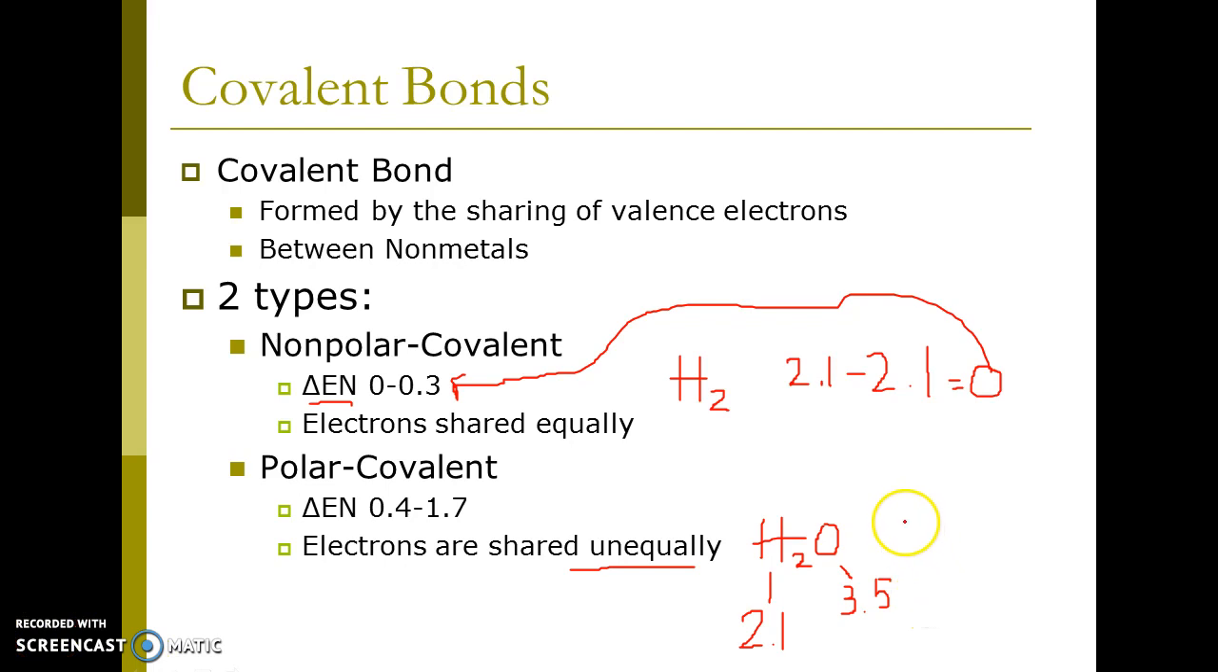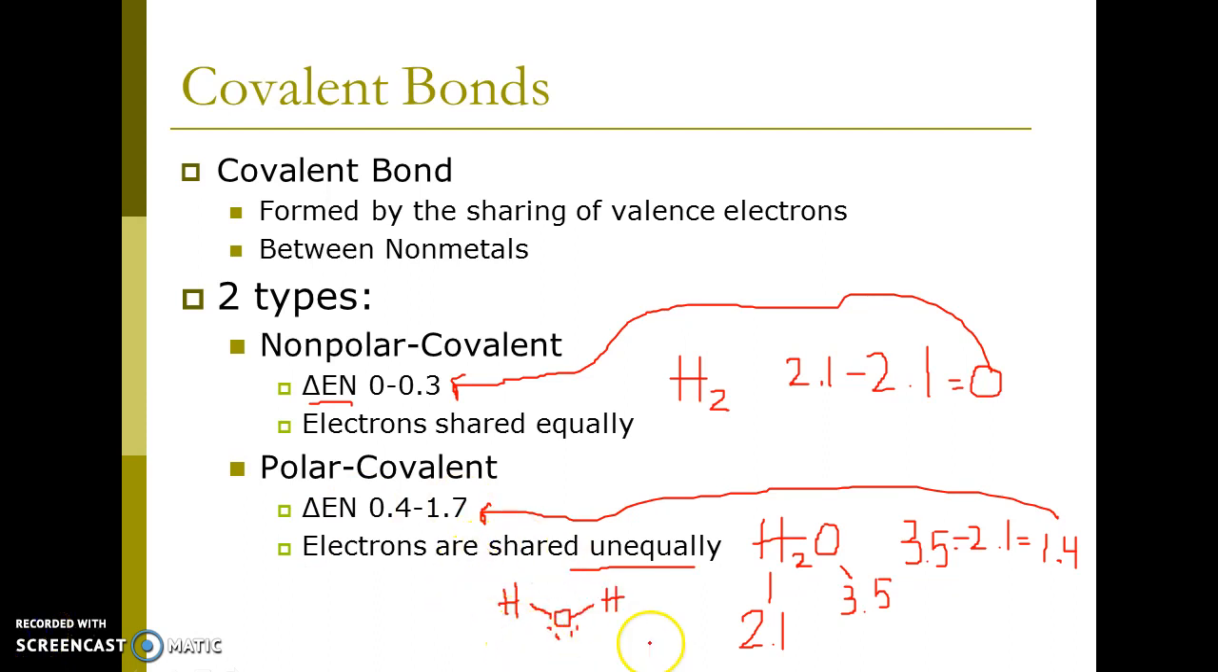The difference in electronegativities here, 3.5 minus 2.1, is equal to 1.4, which falls in the range of 0.4 to 1.7, which means it is a polar covalent bond.